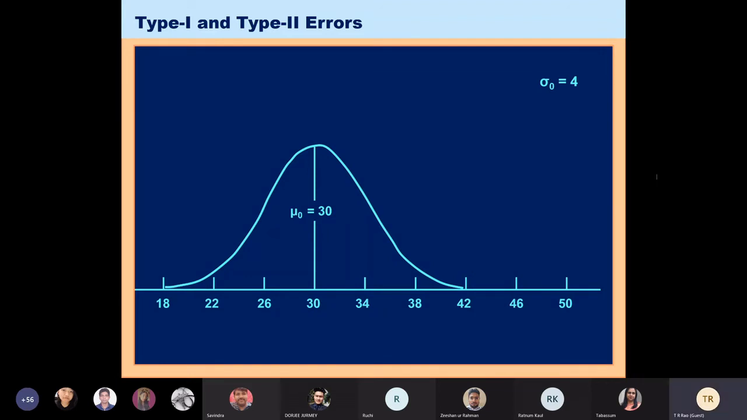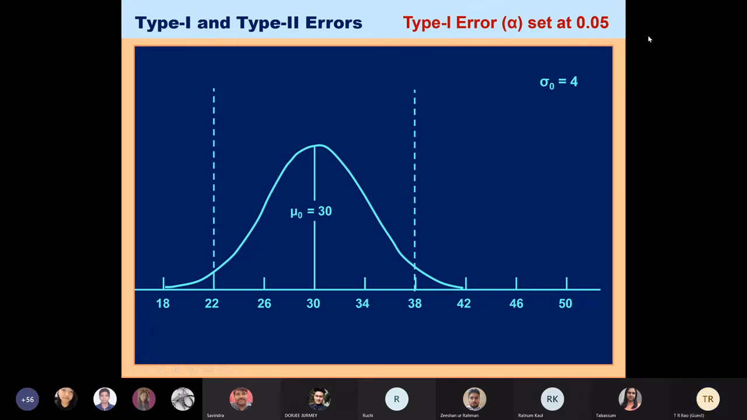So a standard curve with mu value of 30. I don't worry what they are, it's okay. And a standard deviation of 4. We'll set the type 1 error at 0.05. This is the 0.05 level, which means we are going to accept. Beyond that, maybe it doesn't belong to our hypothesis. So in statistical parlance, we call this the acceptance region, 95% of the values. Okay. And beyond this, on either side, will not be the acceptance region.